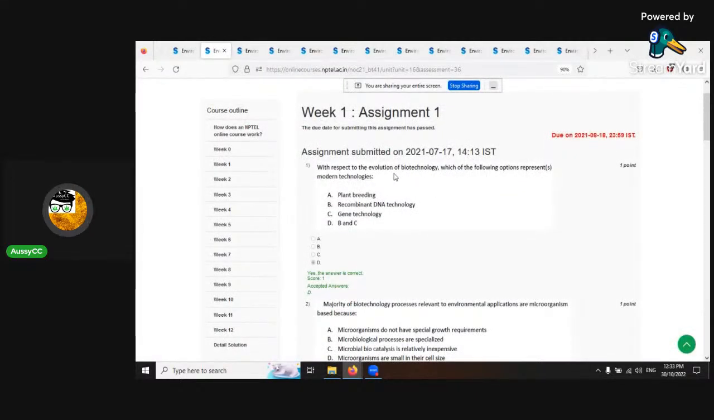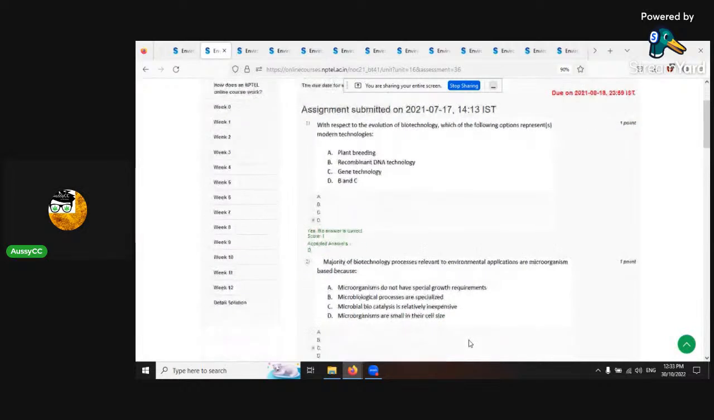With respect to the evolution of biotechnology, which of the following options represents modern technology? It's not plant breeding, it's recombinant DNA, so it's D. The majority of biotechnology processes relevant to environmental applications are microorganism-based because you can read through them. C, relatively inexpensive.